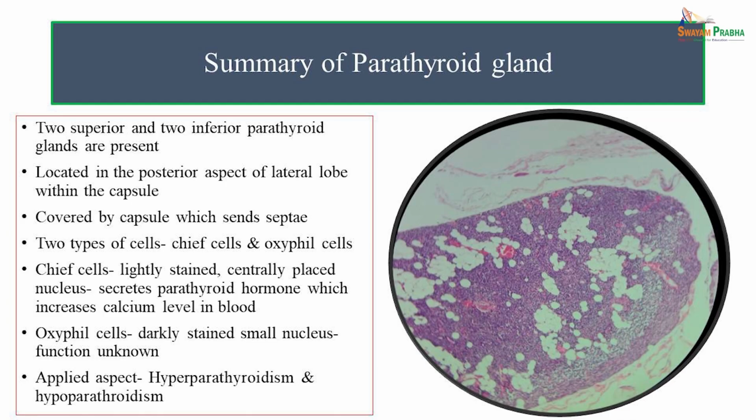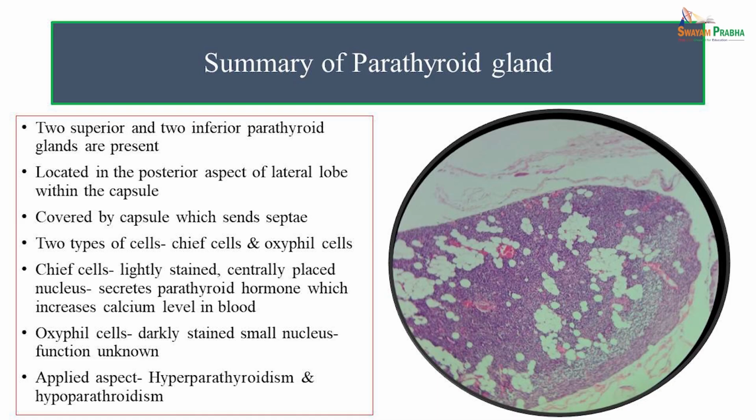Summarizing the features of the parathyroid gland, there are two superior and two inferior parathyroid glands which are located in the posterior aspect of the lateral lobe, within the capsule of the thyroid gland. It is covered by a capsule which sends septa into the stroma.